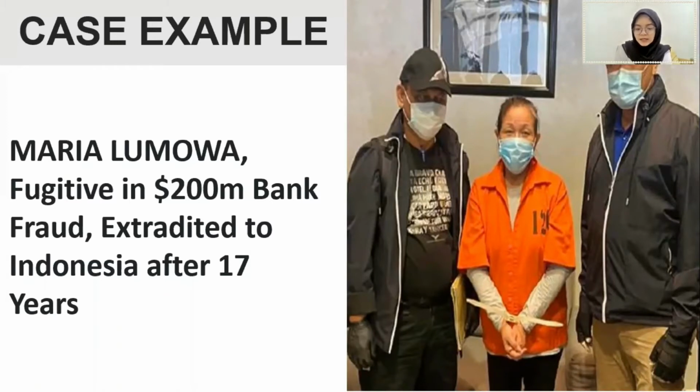Maria Pauline Lumowa, a fugitive in a major embezzlement case involving more than $100 million in bank loans, was extradited by the Serbian government to Indonesia on Wednesday, 17 years after she was named a suspect. She is accused by Indonesian authorities of embezzling loans totaling $136 million and €56 million issued by state-owned Bank BNI between October 2002 and July 2003.